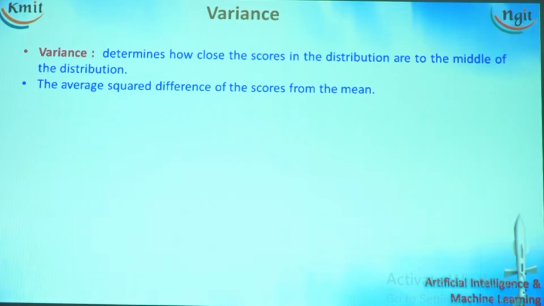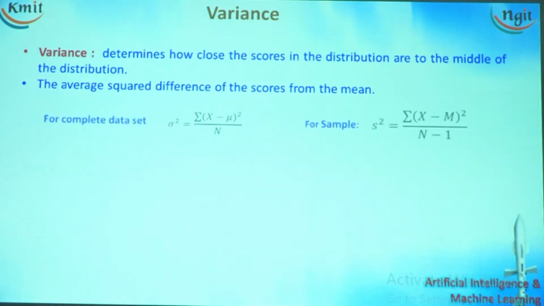Fine? So you try to find out variance by determining how close the scores in a distribution are to the middle of the distribution. That's what variance is doing: how the values are different from their mean value. Okay? Right. So this is your formula. I need not go into that depth for this. I kept it just for your information. If you have any doubt, pause this session, and you can come and talk to me on this.